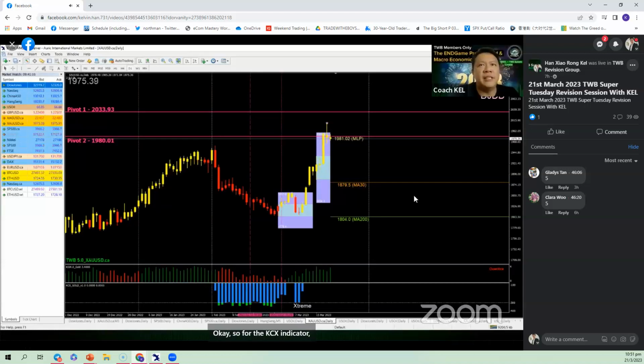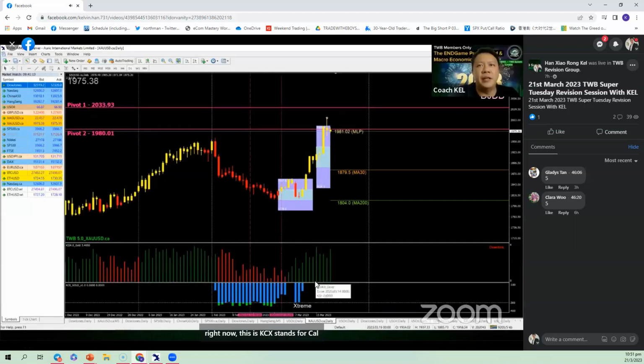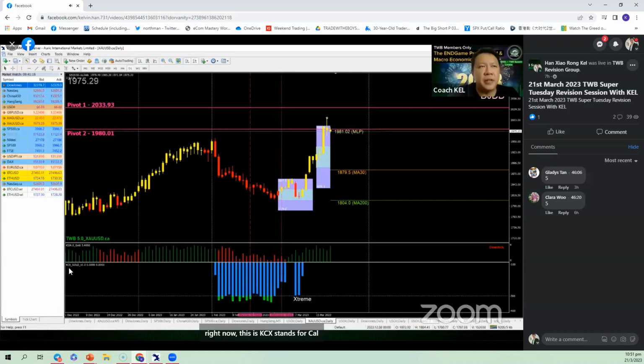So for the KCX indicator, as you can see on the screen right now, KCX stands for KEL Cyclical Xtreme. How we utilize this is very simple. When you see blue bars going down and hit the minus 300 value, it will create a green part. And when that happens, that means the market at the moment is kind of oversold. Something similar to RSI, but it doesn't mean that you can buy instantly.